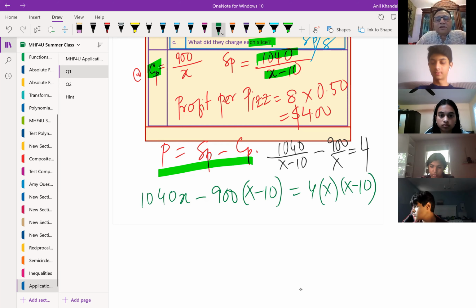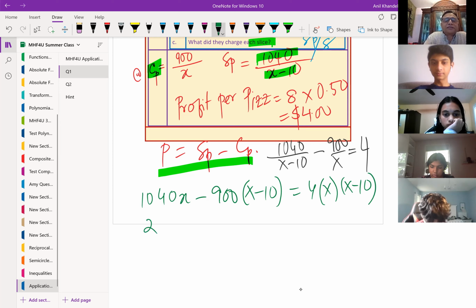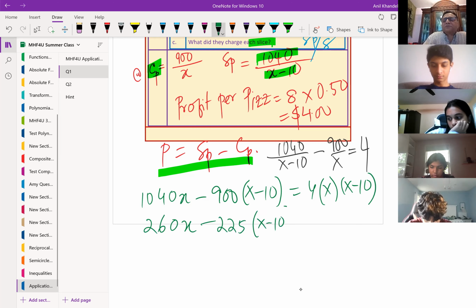You can divide everything by 4. Do it on your calculator. 4 times 2 is 8, 4 times 6 is 24, minus 4 times 2 is 8, 4 times 25. Simplify first as much as you can. Open this bracket: x square minus 10x. Is that okay?